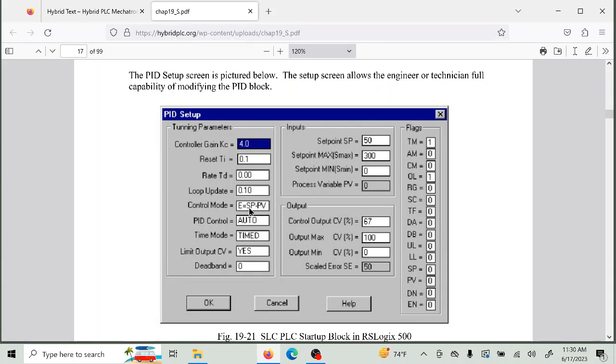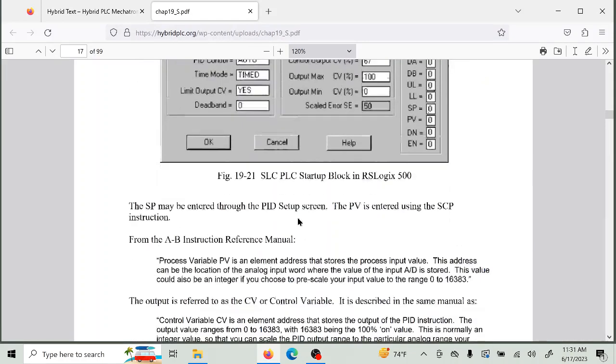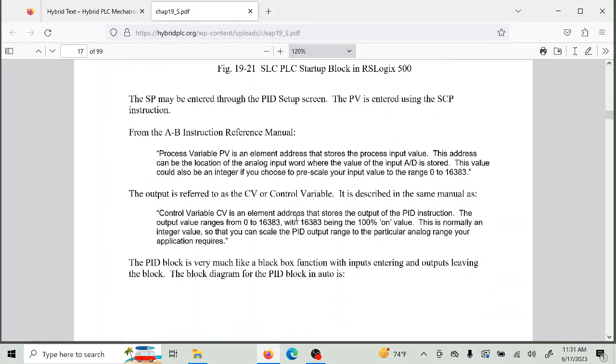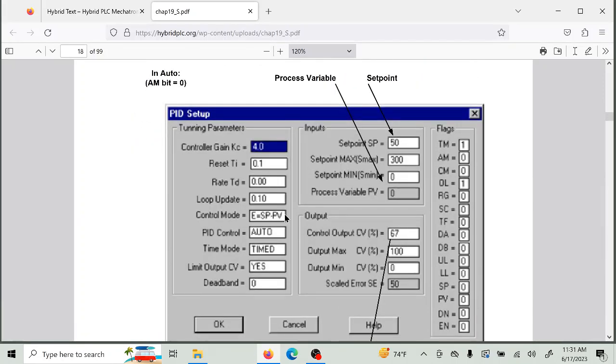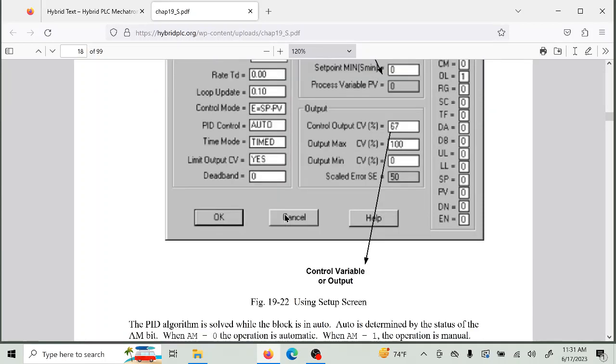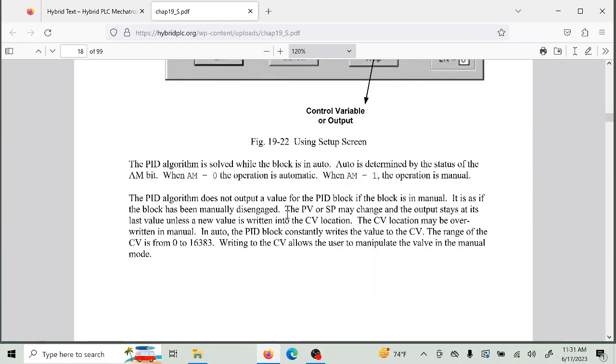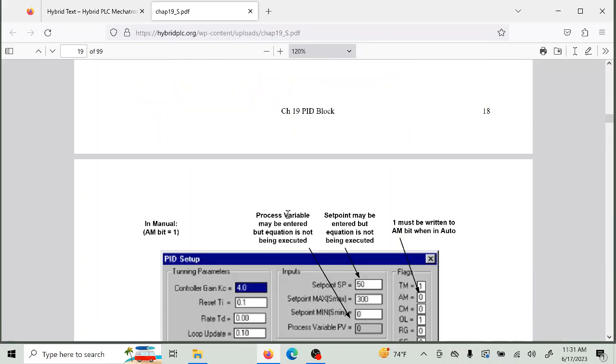Here is my control mode, and this is E equals SP minus PV. You click on it and make a change, it'd be PV minus SP. And this gives you some ideas for the reference manuals. Again, your reference manuals are your best friend. And this gives you some ideas of how to change things in your startup screen. Very powerful.